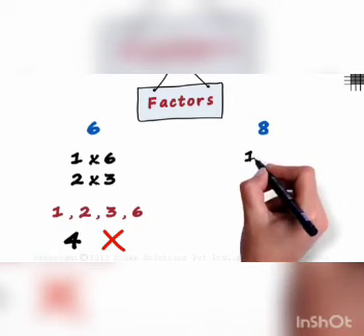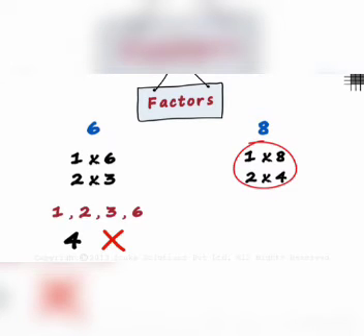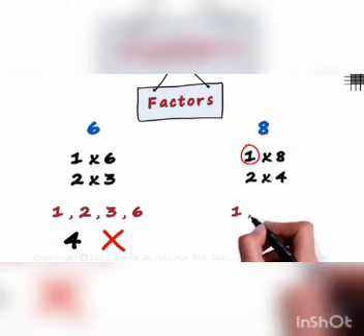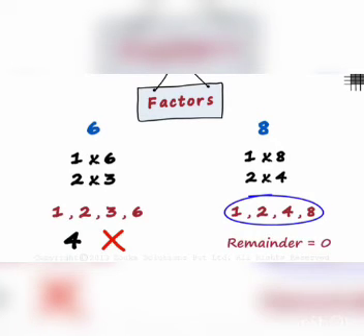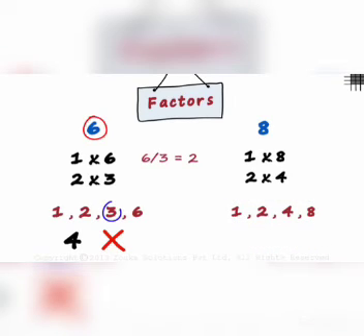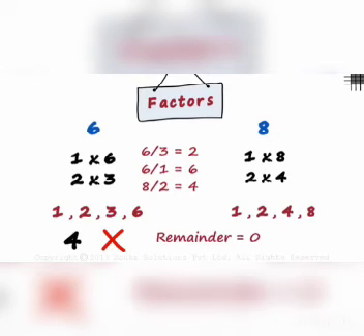8 can be written as 1 multiplied by 8 and 2 multiplied by 4. There is no other combination of the two numbers which gives us 8. So the factors of 8 are 1, 2, 4 and 8. This can also be seen in a different way. If we divide a number by any of its factors, the remainder will always be 0. If you divide 6 by 3, you will get 2 as the quotient. If you divide 6 by 1, you will get 6 as the quotient. If you divide 8 by 2, you will get 4 as the quotient. In all the cases, the remainder is 0.